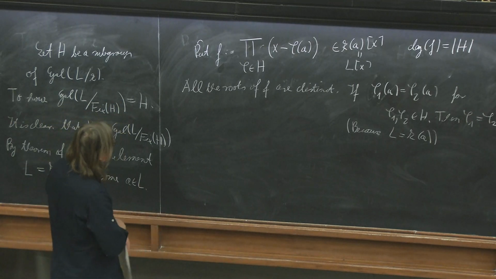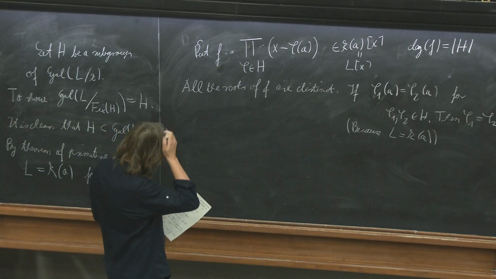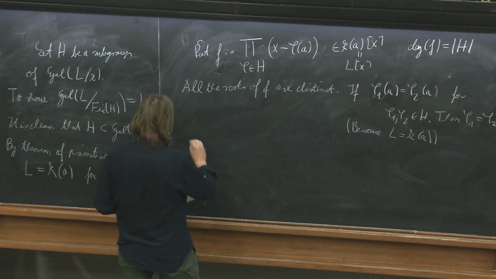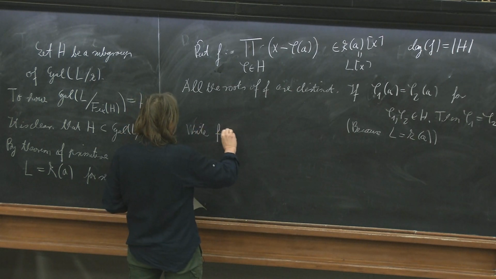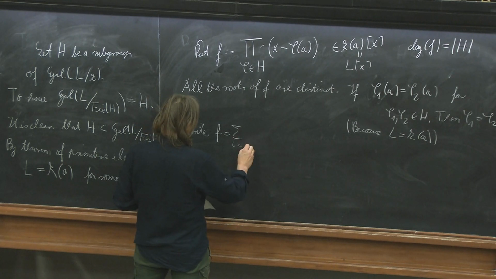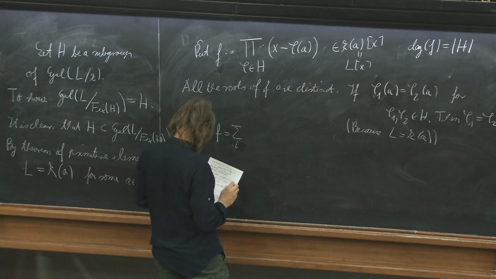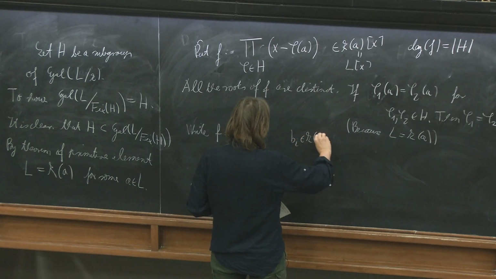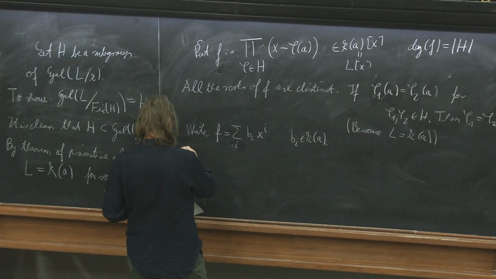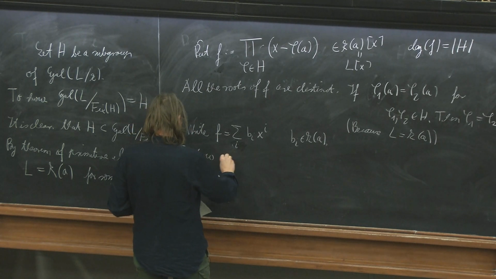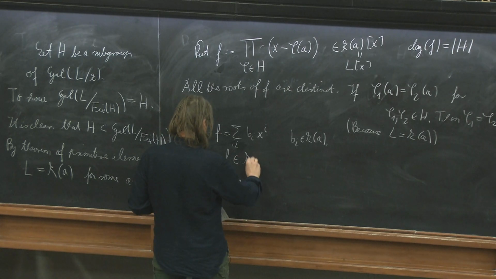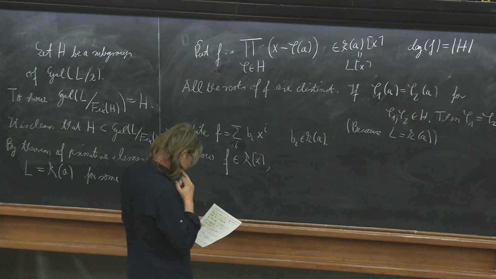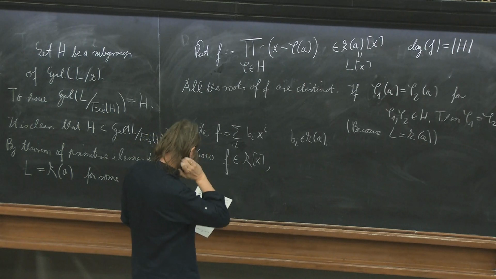So now our aim is to show that this is a polynomial with coefficients in K. So let's write F equals the sum over i, as many as elements in H, of Bi x to the i, where the Bi are elements in K. And to show F is in K[x] is the same as saying that the Bi are elements in K. So that's actually quite easy to see.